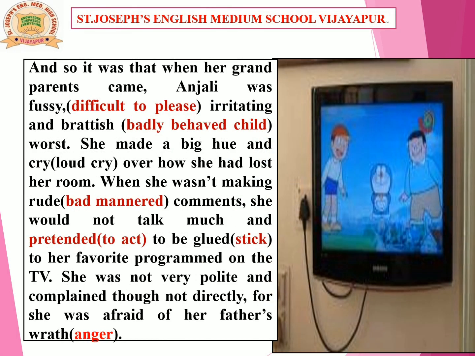And it was that when her grandparents came, Anjali was fussy, difficult to please, irritating, and brattish at worst. That means that when the grandparents came and stayed with Anjali, she was behaving very badly and rudely. Brattish means a badly behaved girl. She made a hue and cry, that is a loud noise, over having lost her room. She was not making rude, that is bad-mannered, comments.